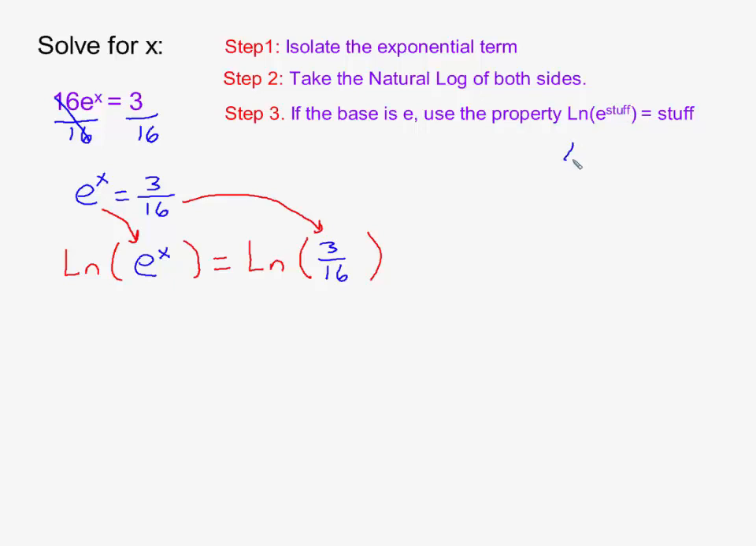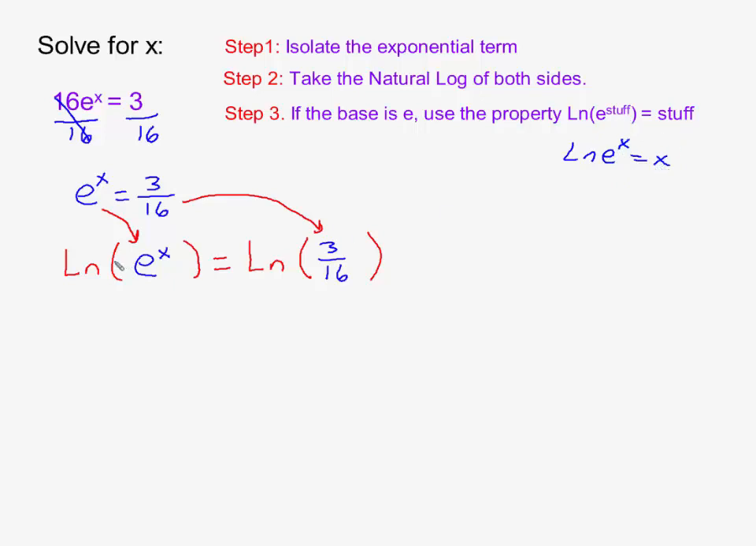So for example, since my problem has the ln of e to the x, where you see the word stuff here, I have just the letter x. So it turns out that since we're plugging in a base e exponential into a base e logarithm, and because exponentials and logarithms are inverses of each other, these cancel each other out and I'll just be left with x. Because my stuff is x, this simplifies out to just be x.